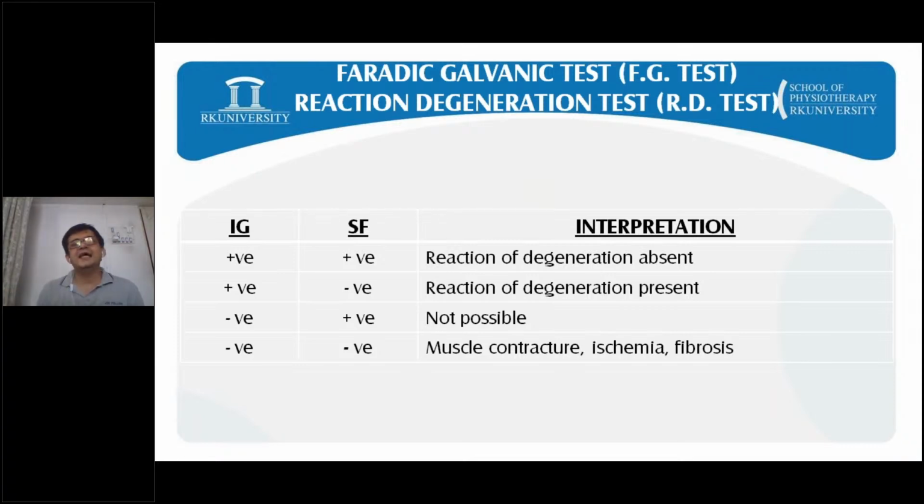Third option, that is IG negative, SF positive. Here SF positive tells that the nerve is functioning and the muscle is also functioning, meaning both are functioning. But IG is telling that the muscle itself is not functioning. Clear? So just imagine the tube light is not functioning. Clear? The tube light itself is not functioning.